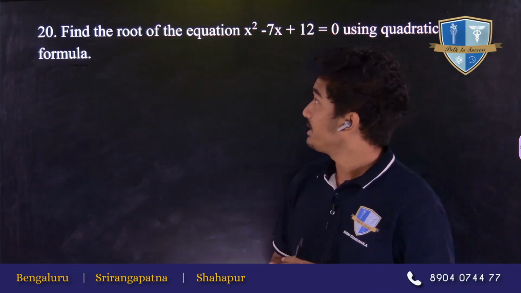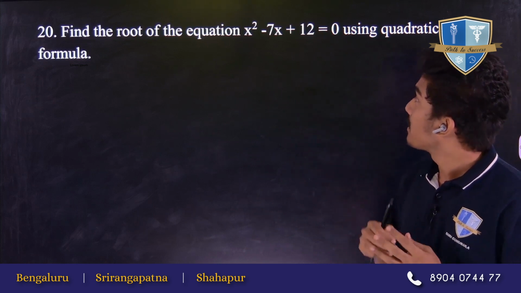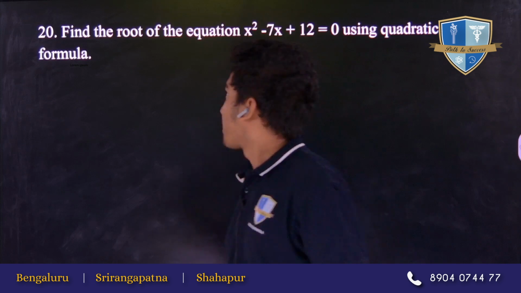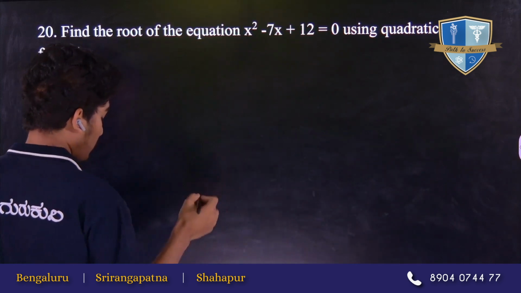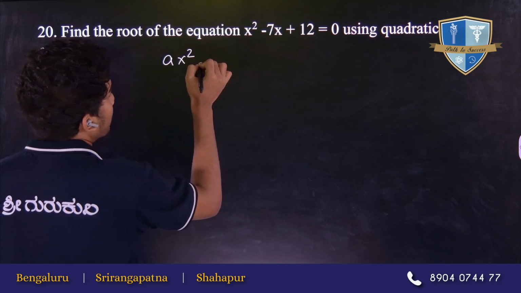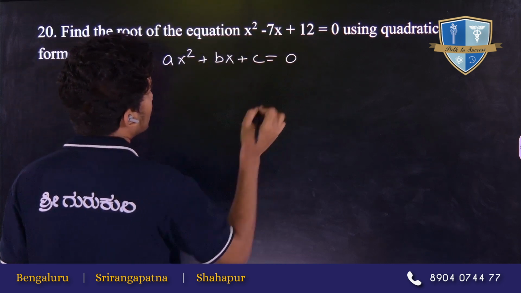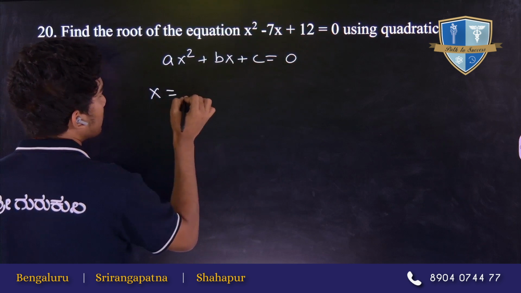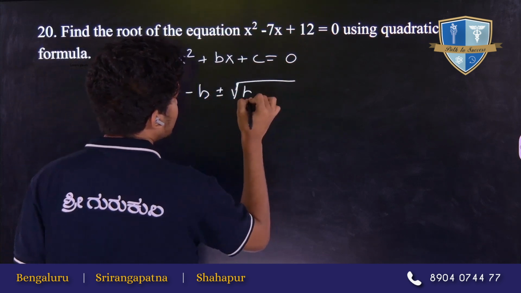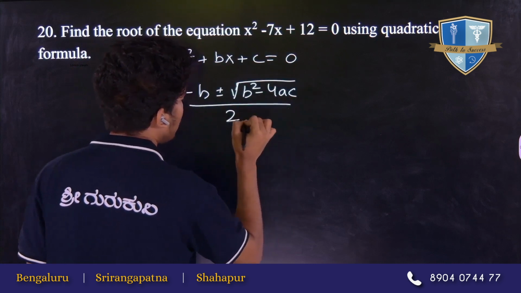So next question is, find the root of the equation x square minus 7x plus 12 is equal to 0 using the quadratic formula. So for a general equation ax square plus bx plus c is equal to 0, the quadratic formula is x is equal to minus b plus minus root of b square minus 4ac divided by 2a.